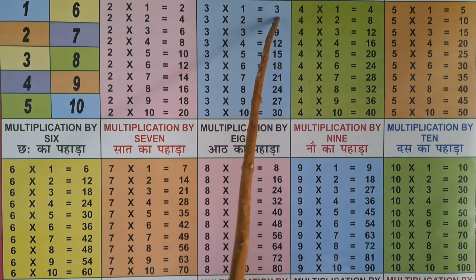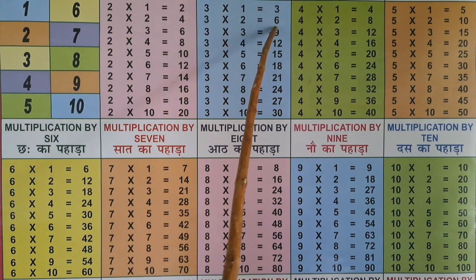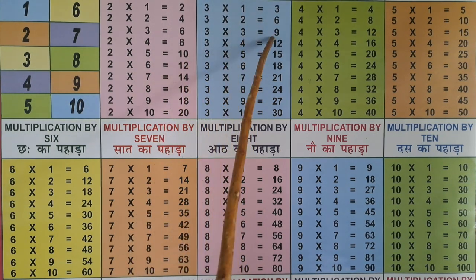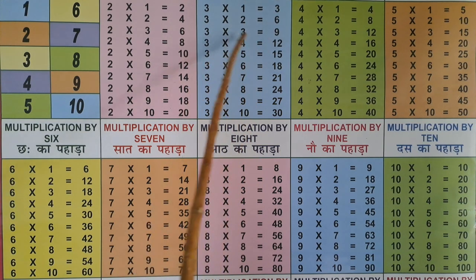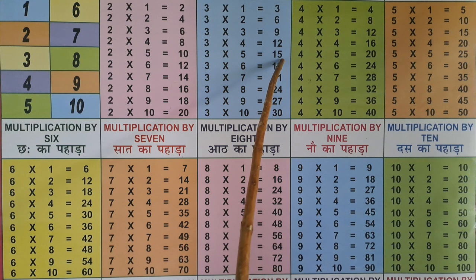Three ones are 3. Three twos are 6. Three threes are 9. Three fours are 12. Three fives are 15.